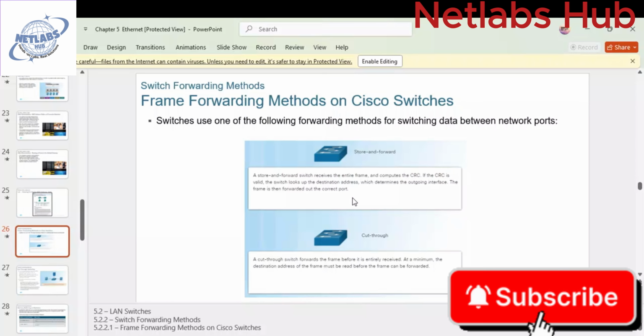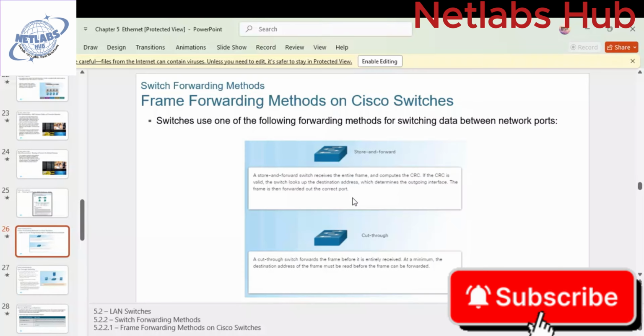A store and forward switch receives the entire frame and computes the cyclic redundancy check. This just means that it checks if the frame is valid and free of all possible errors. Then the switch looks up the destination address and determines the outgoing interface. In summary, in store and forward, the switch takes the entire frame, checks for possible errors, checks the source and destination MAC addresses, then it determines where to go.